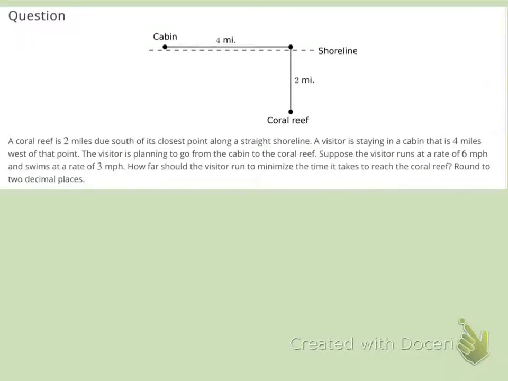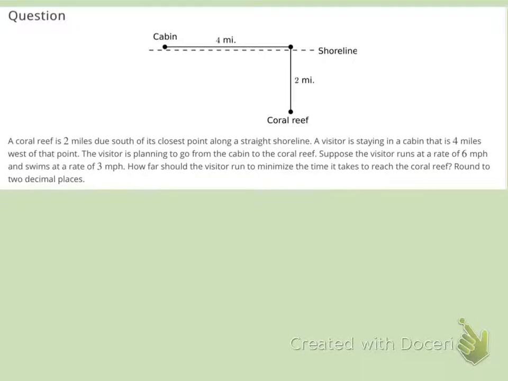All right, so for this practice problem, we have a coral reef that is 2 miles due south of its closest point along a straight shoreline. A visitor is staying in a cabin that's about 4 miles west of that point. The visitor is planning to go from the cabin to the coral reef. Suppose the visitor runs at a rate of 6 miles per hour and swims at a rate of 3 miles per hour. How far should the visitor run to minimize the amount of time it takes to reach the coral reef? Round to 2 decimal places. So we have a nice diagram here.